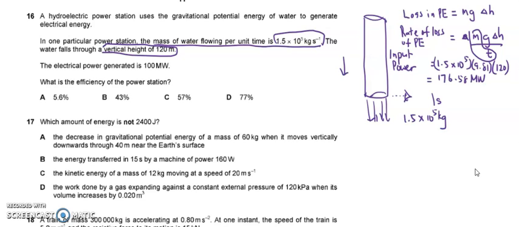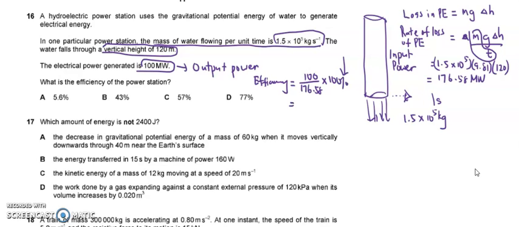So the generator generated 100 megawatt of electrical energy. This is the output power. So the efficiency is the output power over the input power. So it's 100 megawatt divided by 176.58 megawatt. In percentage, we multiply by 100% to give us 56.6, rounded up to 57%.